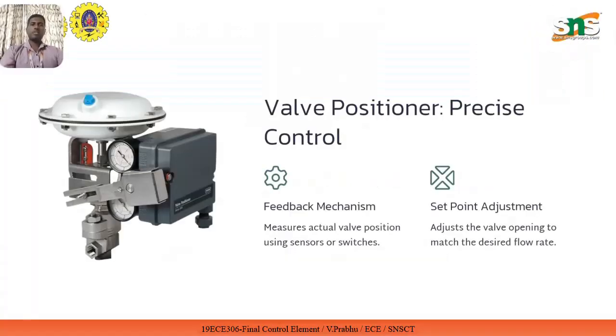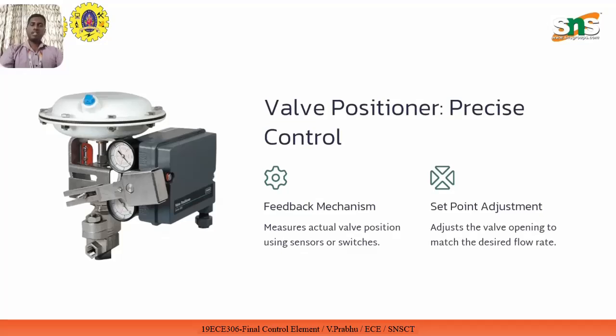Now, another important component is the valve positioner, right? As you can see in this diagram, the positioner is connected with a feedback link, which is interconnected with the valve coupling. So, as the control valve moves, the coupling will move, and in turn, this feedback will be given to the positioner. This feedback link helps the positioner to measure the actual valve position, right?